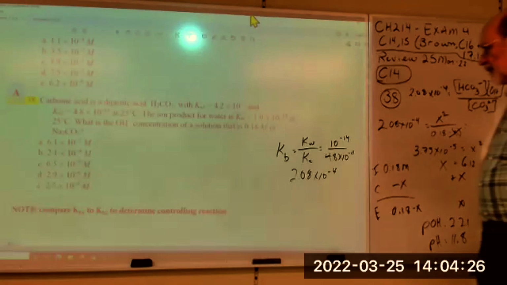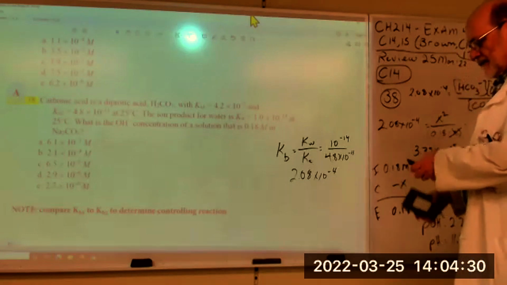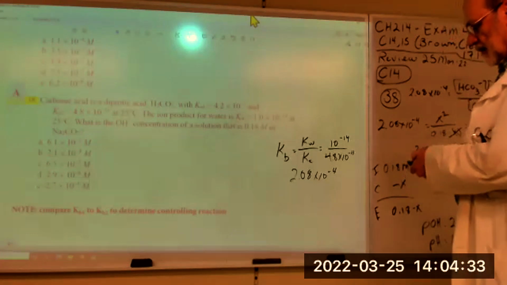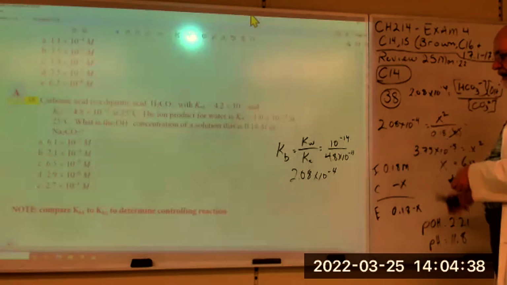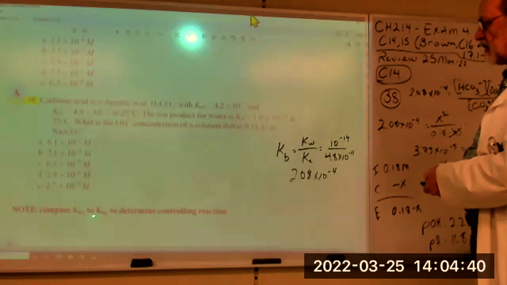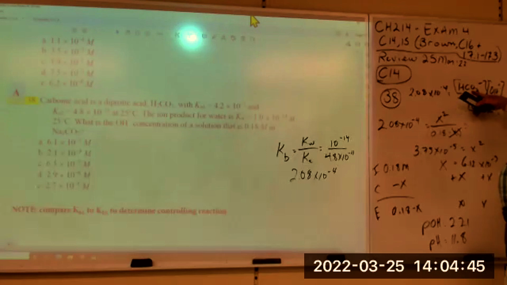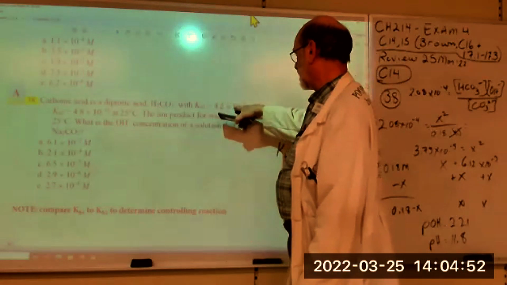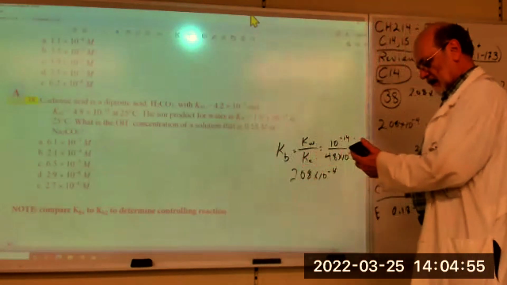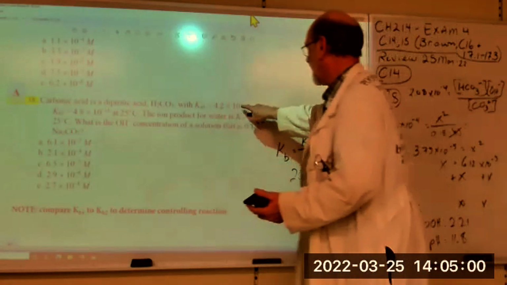Now, if we want to be sure that this is the controlling reaction, then we look at Kb for the other one, right? Once it gets to this point, does it keep going to H2CO3? And you compare the Kbs. So the Kb for this one here would be 10 to the minus 14 and divide by that value.